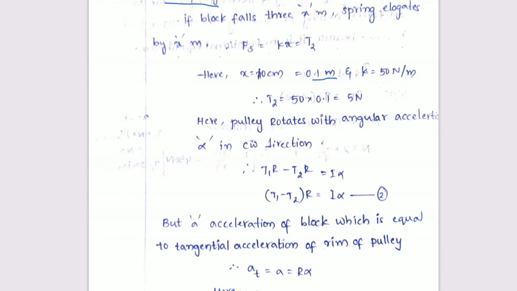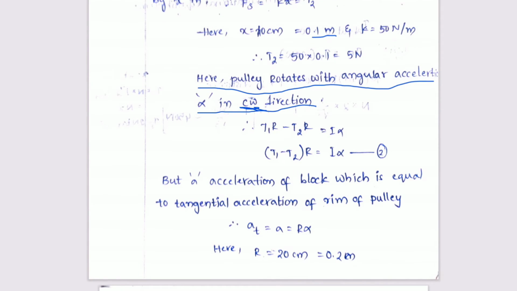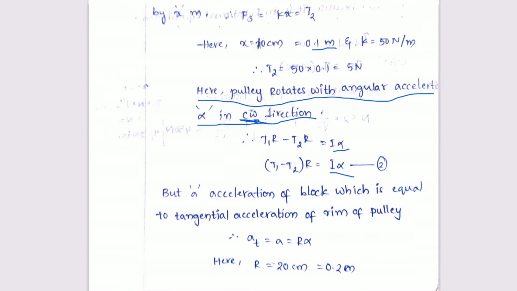Here the pulley rotates with angular acceleration alpha in the clockwise direction. So T1R minus T2R equal to I alpha, where I is the moment of inertia. Taking R common, (T1 minus T2) R equal to moment of inertia into alpha.